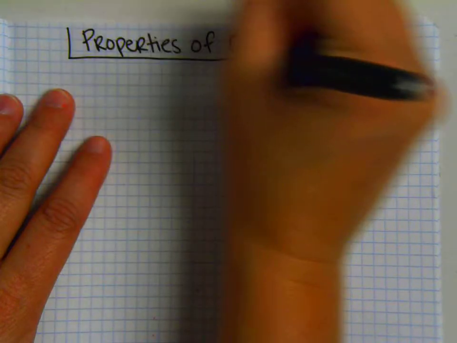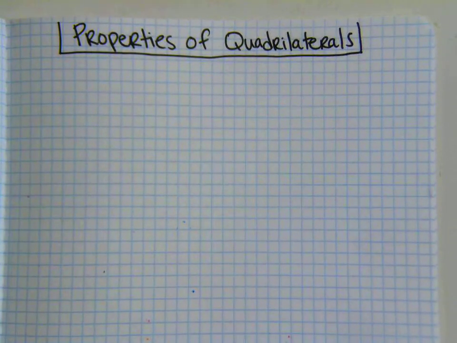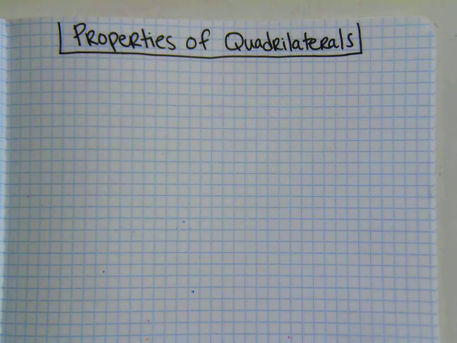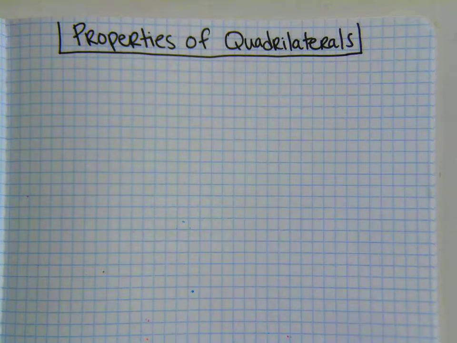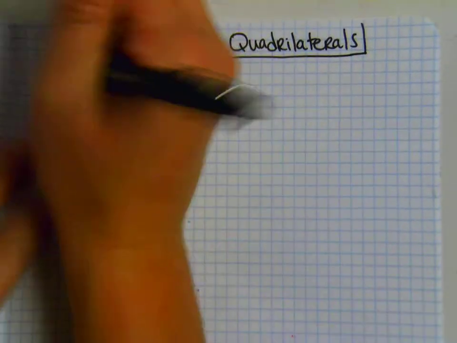And this is actually going to be tonight's notes and Monday's notes. We're going to be talking about properties of quadrilaterals. We're going to talk about two each night. This is on page 46. So, tonight's notes we're going to talk about two, like I said. The first one we're going to talk about is parallelograms.